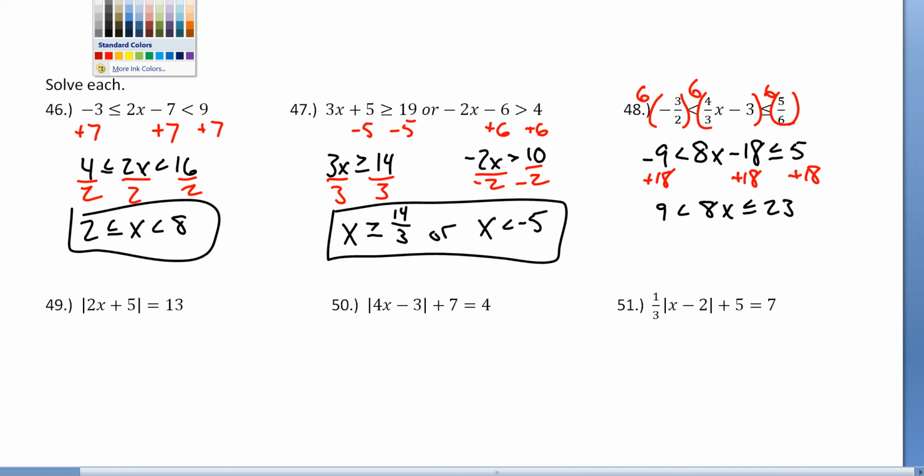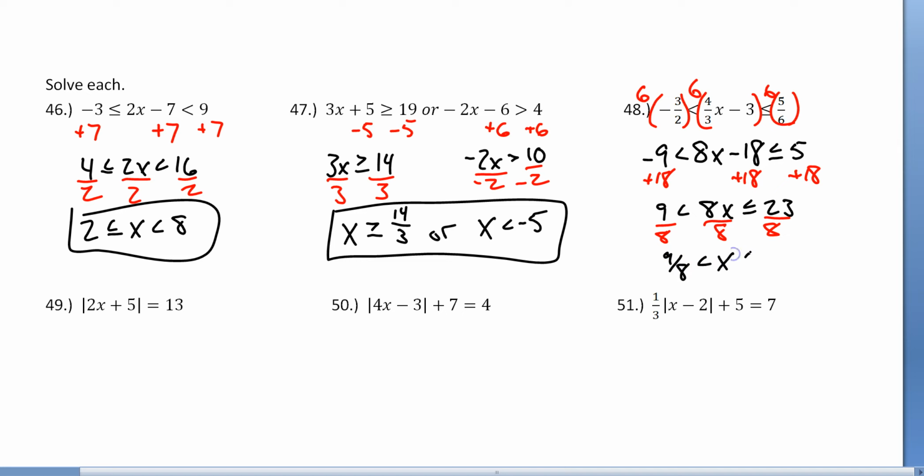And now I divide each side, or all three sides, rather, by the 8. I'm going to leave each of these as improper fractions. So this looks like a 9/8 is less than x less than or equal to a 23/8. And that's it. I'm done.